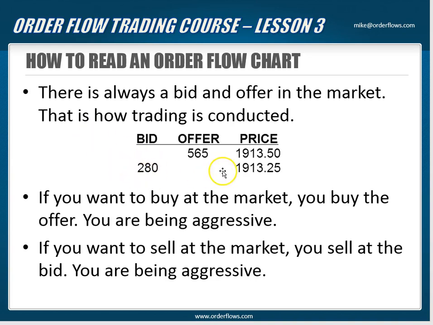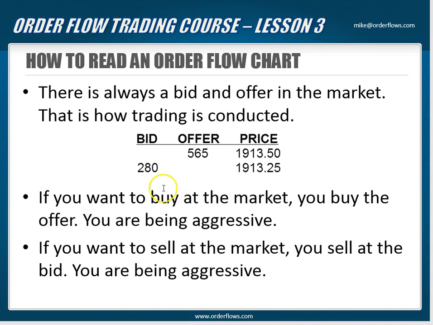Here you have the market, 913.25 bid, 913.5 offer. The size on the bid is 280. The size on the offer is 565. If you want to buy at the market, you buy the offer. So in this case, you would buy it at 913.50. You are considered to be aggressive. If you want to sell at the market, you sell at the bid. You are being aggressive as well. Whenever you go to the price where the market is bid or offered, you are being aggressive.